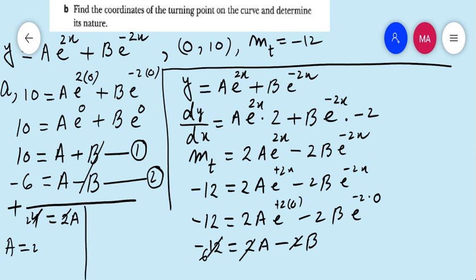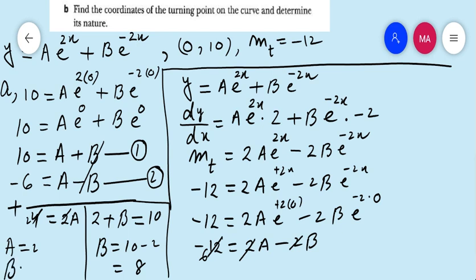And put this value of a in any one of the equations, 1 or 2. I am putting it in 1. So a plus b equals 10. a is 2, so 2 plus b equals 10, and b equals 10 minus 2, which is 8. Hence the value of b is 8. So part A is done. This is the requirement of part A: the value of a is 2 and the value of b is 8.